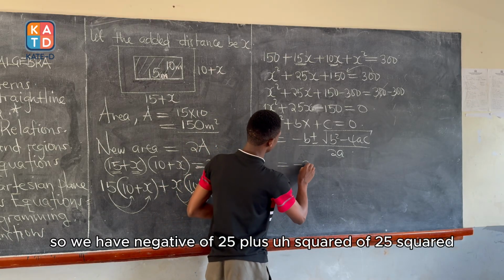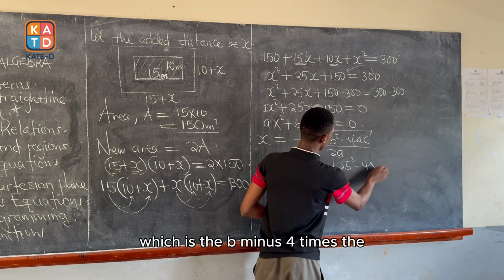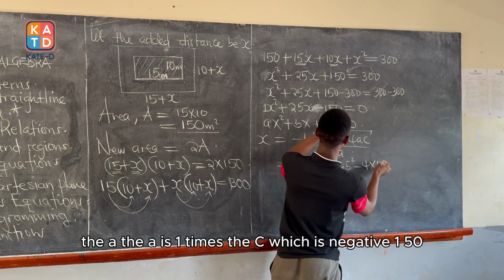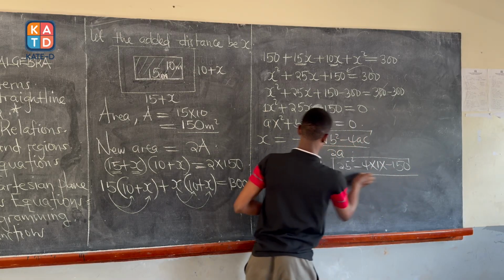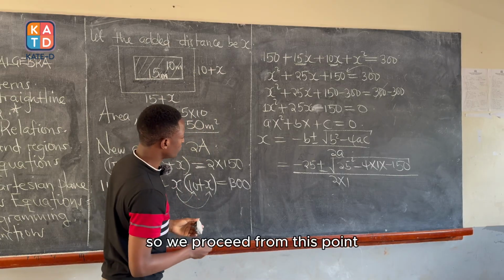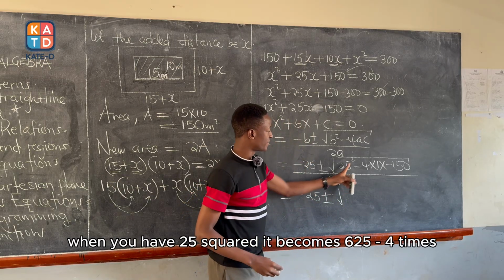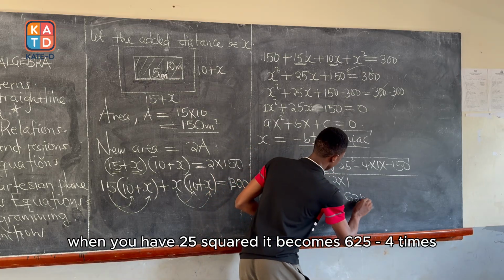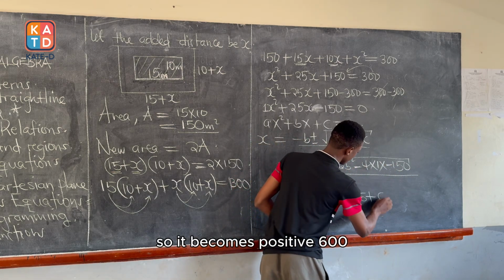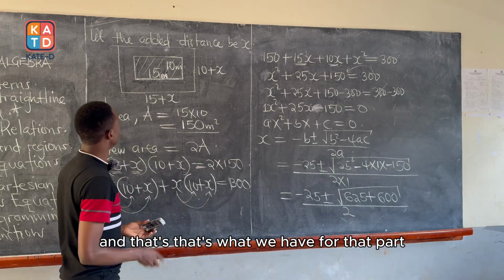So we have negative 25 plus or minus the square root of 25 squared, which is b squared, minus 4 times a, where a is 1, times c, which is negative 150, all divided by twice a, of which a is actually 1. So we proceed from this point. We shall have negative 25 plus or minus the square root of, when we have 25 squared, it becomes 625, minus 4 times 1 times negative 150. A negative here and a negative here become a positive, so it becomes positive 600. So we divide by 2, and that's what we have for that part.